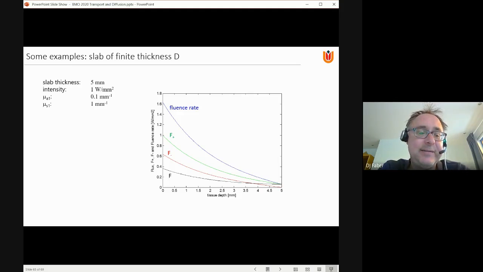Is there anything that strikes you about the curve of the fluence rate? Especially at a shallow depth, let's say at a depth of 0.1 or something like that. Is there anything that strikes you about it if you compare it to the value of the input intensity?